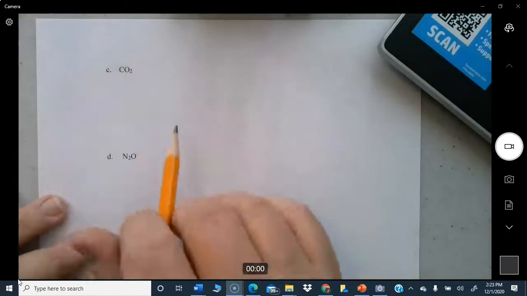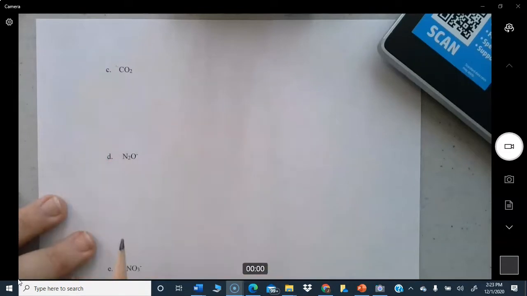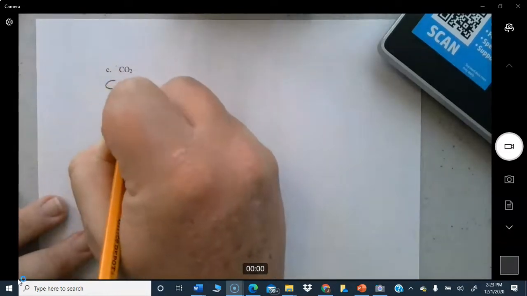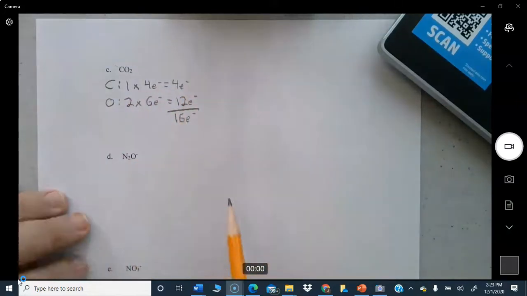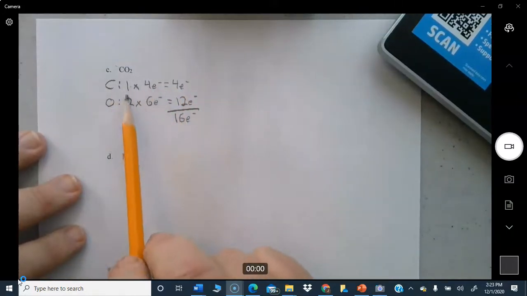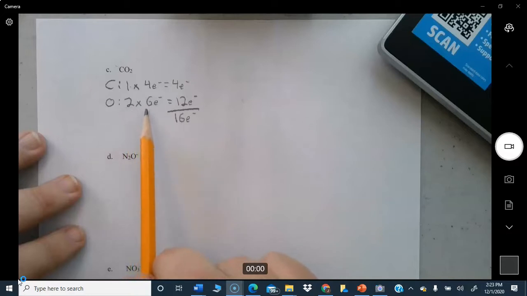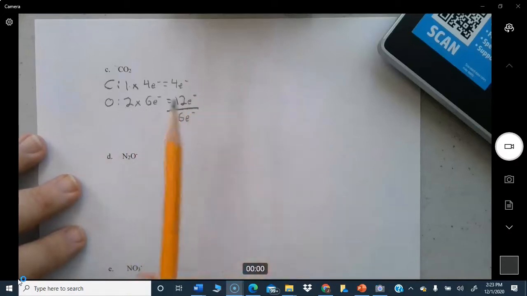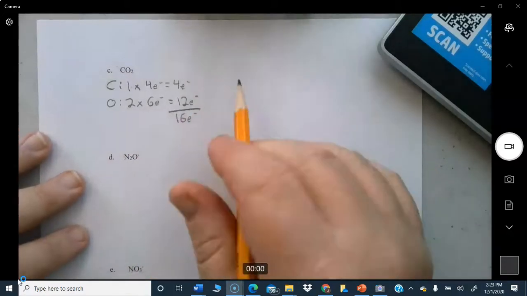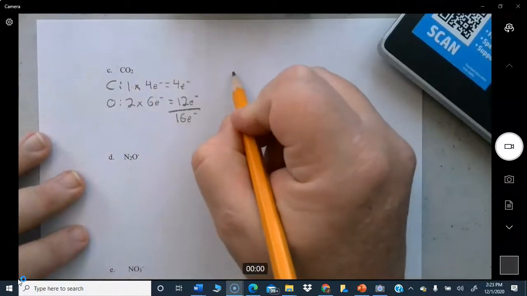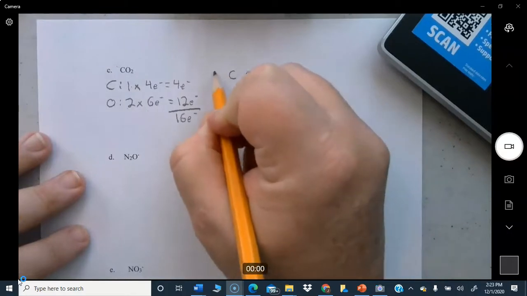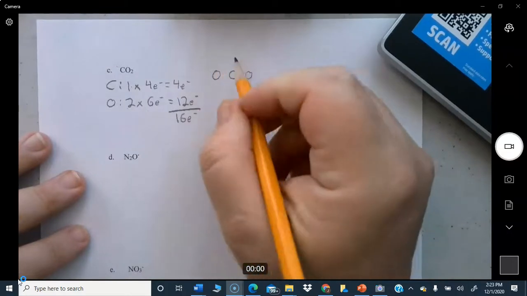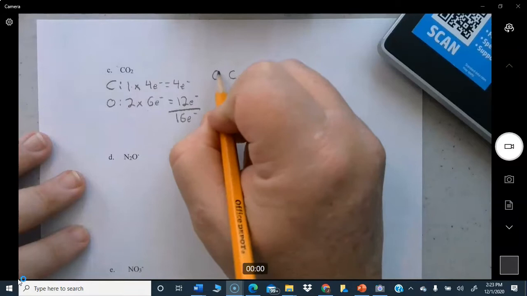So let's draw two possible structures for CO2. Alright, so we have one carbon. Each carbon has 4 valence electrons, 2 oxygens. Each one has 6 valence electrons, so they have a total of 16. So we're going to place the carbon in the middle. It is less electronegative. And we'll go ahead and fill this out.